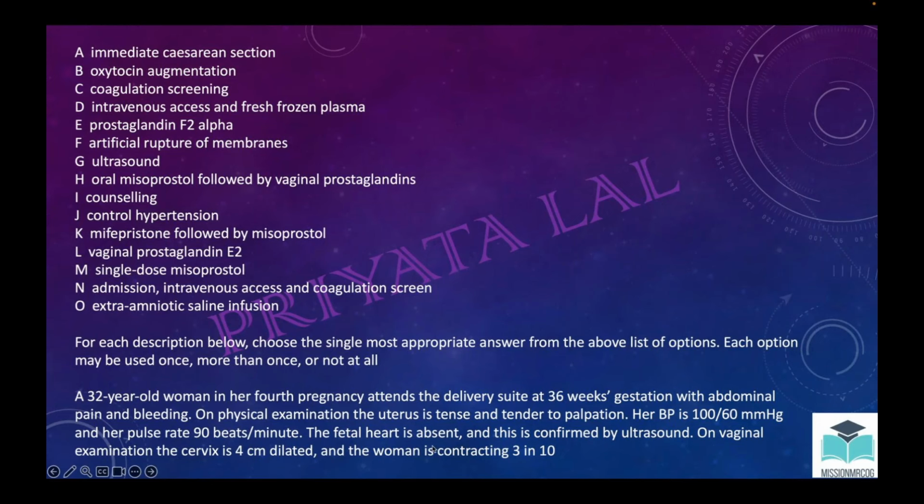You have to admit the patient. Intravenous access and coagulation screen. Yes. The patient is already dilating, and the uterus is tense and tender. That means there is abruption. So you have a patient with abruption who is in labor. What will you do? You will admit the patient, put in IV access and do a coagulation screen. You have to monitor the labor and stabilize the patient.